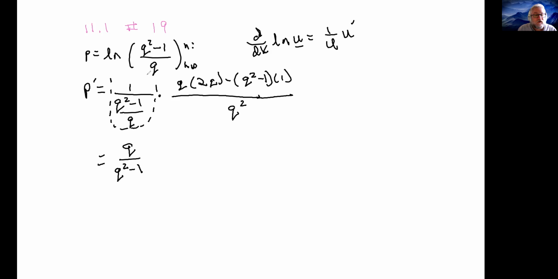And so that'll be q over q squared minus 1 times 2q minus 1q is 1q, so q squared plus 1 over q squared, and this will cancel one of those. So we'll have q squared plus 1 over q times q squared minus 1. Is that the right answer? Let's look at the back of the book and see. Yeah, I think that's it. Wait, let me check. That's what I've written down, but I don't know that I simplified it all the way.